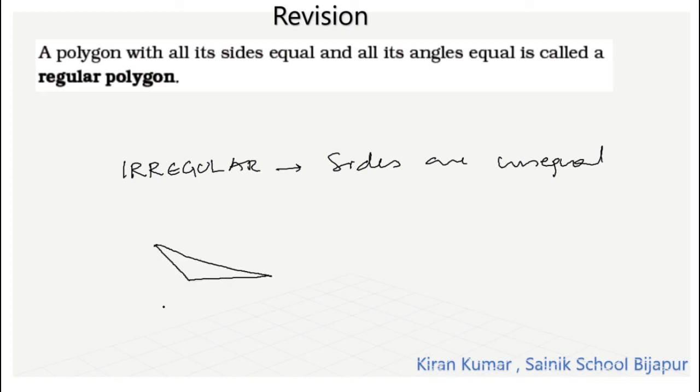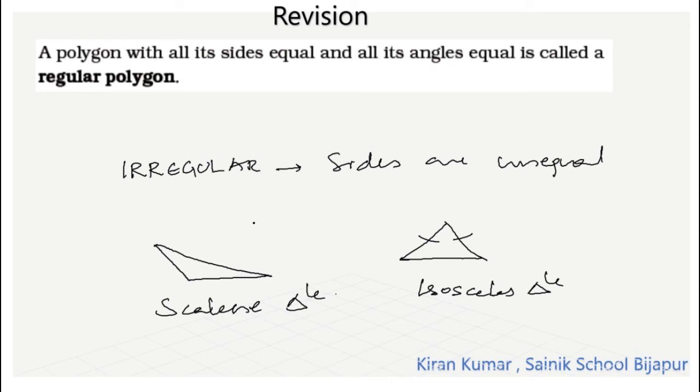This is a scalene triangle. A scalene triangle is irregular. If only two sides of the triangle are equal, it is an isosceles triangle. These are irregular polygons or irregular triangles. The sides are unequal.